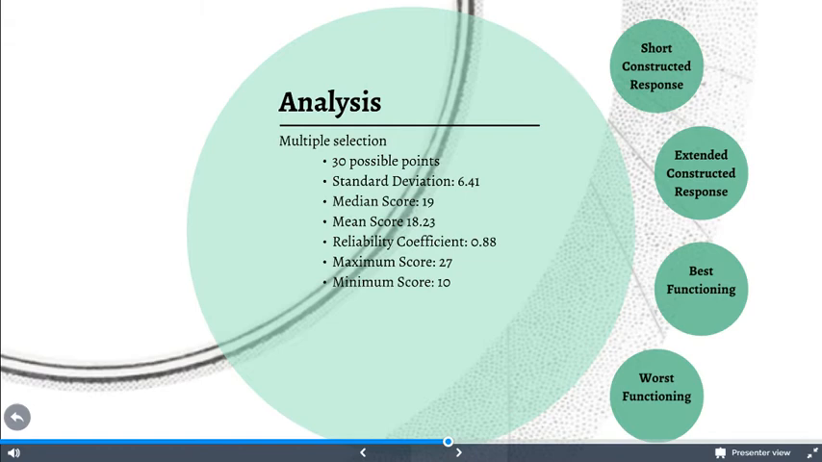But overall, the reliability coefficient that we received from the UB scoring services was 0.88, which is pretty good considering we only administered our test to 13 students. So we felt even with these trends being higher than we thought they would be, that it was still a pretty reliable test because 0.88 indicates that it was pretty strong.